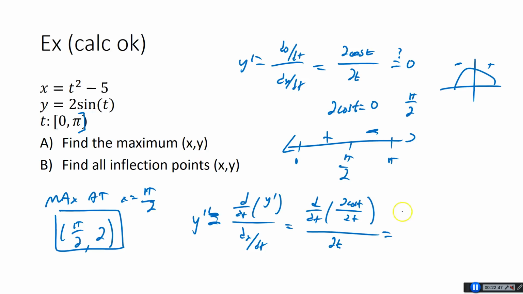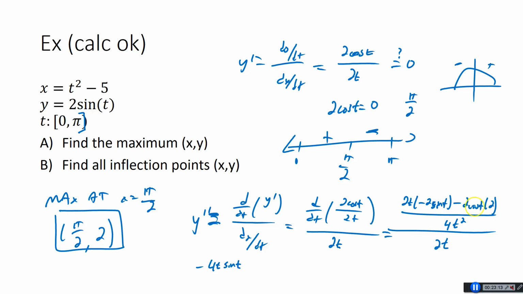So, derivative of the top, low d high: 2t times negative 2 sine t, minus high d low, that's 2 cosine t times 2, over the square of low, which is 4t squared. And that's all divided by 2t. Let's simplify that. So we have negative 4t sine t minus 4 cosine t over 4t squared, times 1 over 2t.